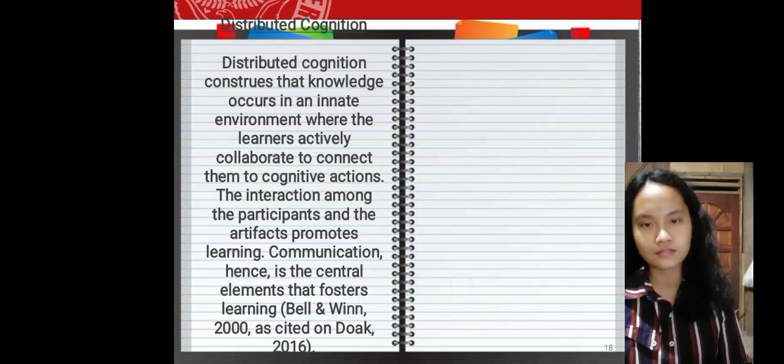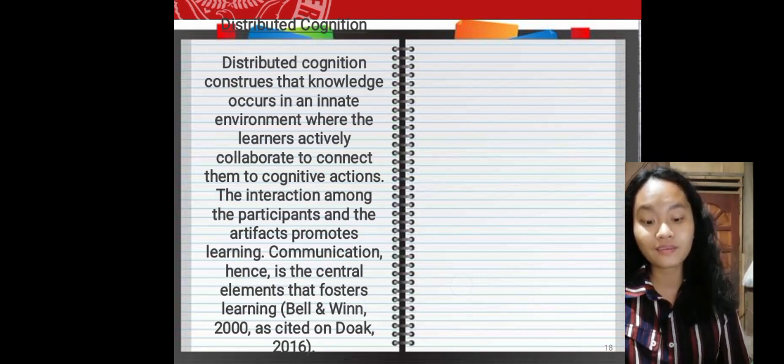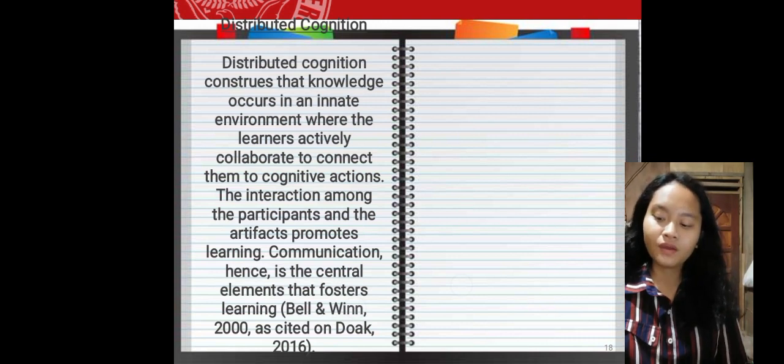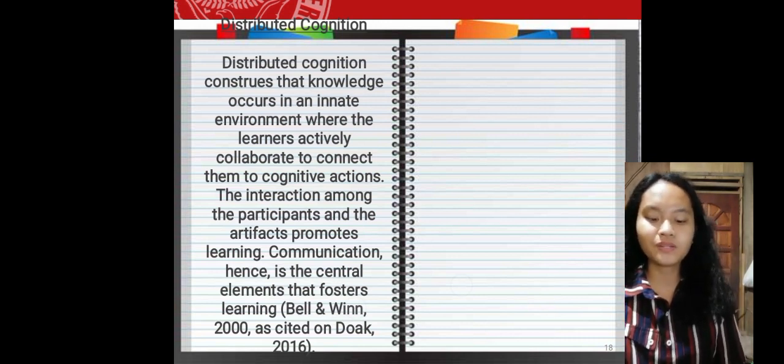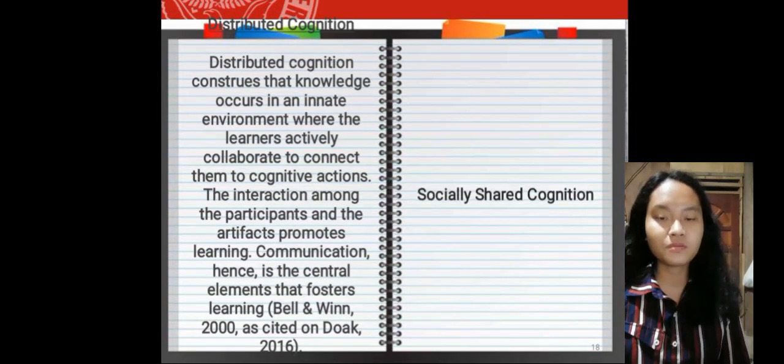So for instance, we are using a paper and a pencil to do a complicated arithmetic problem. And then afterwards, we may talk with a friend to clarify the problem. And then we must write the partial answers on the paper in order to be able to keep track of all the steps in the calculation. So that is an example of distributed cognition.